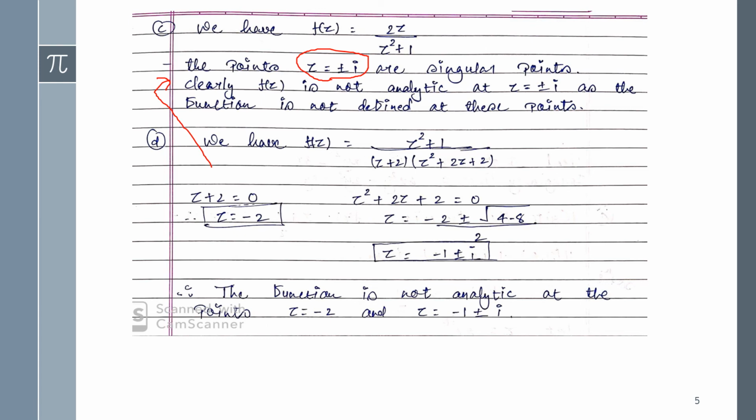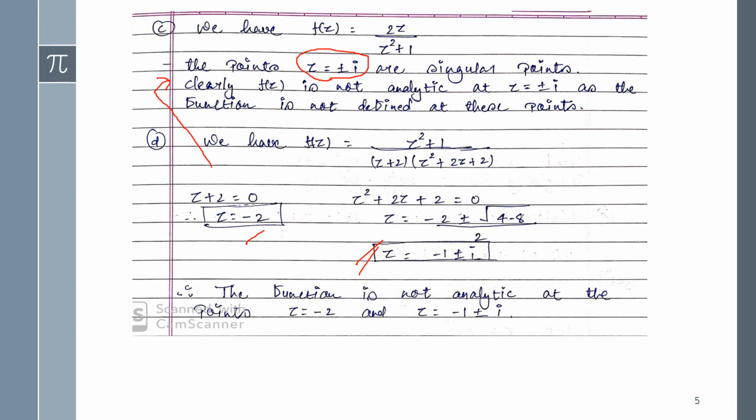Putting this, and after the simplification you will get the values of z. So this one is not analytic. For the given points, as we are finding here, this function will not be analytic, and at the rest of the points the given function will be analytic.